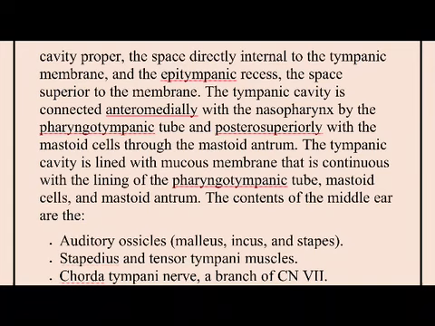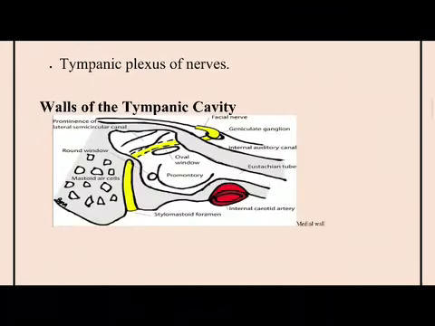You have the chorda tympani nerve, a branch of the seventh cranial nerve, that's the facial nerve. You also have the tympanic plexus of nerves, all in the cavity of the middle ear. Right here you will see an illustration of the walls of the tympanic cavity. Let me talk about the walls of the tympanic cavity. You see the walls illustrated here.